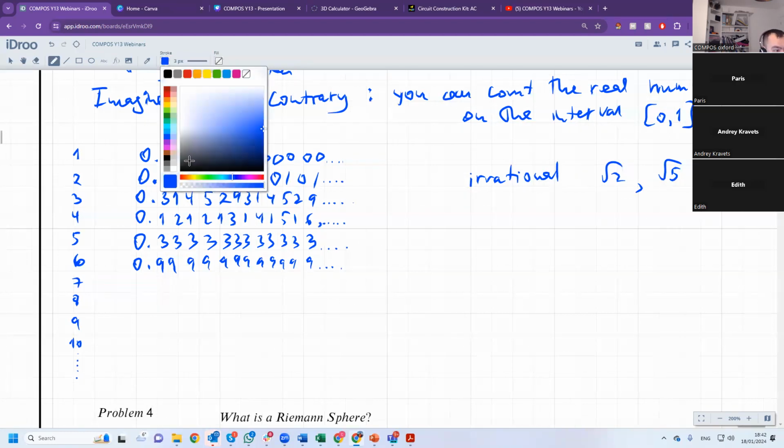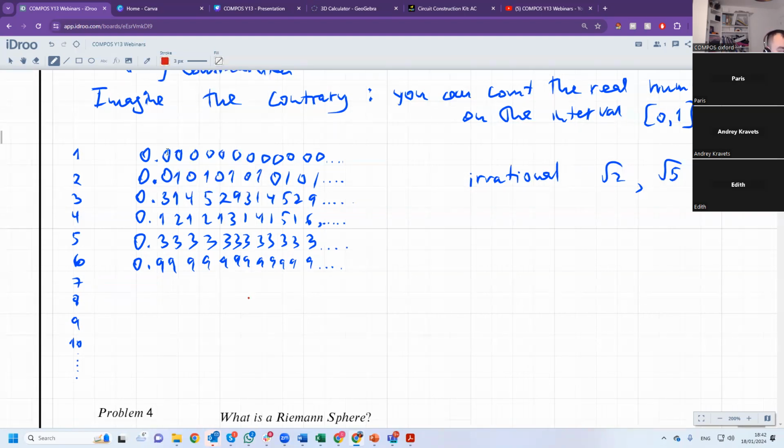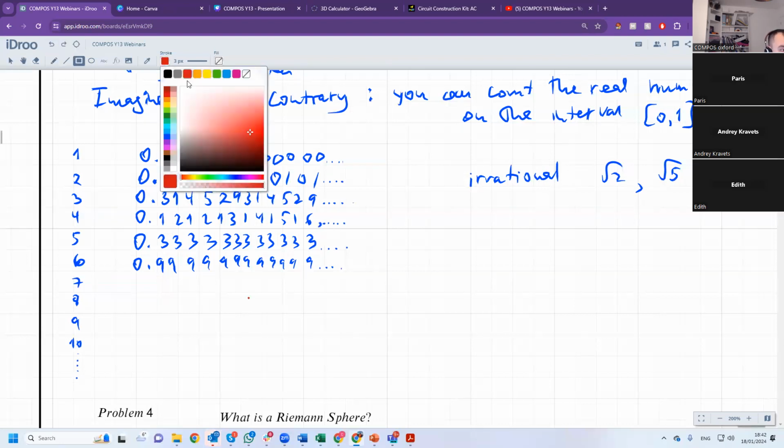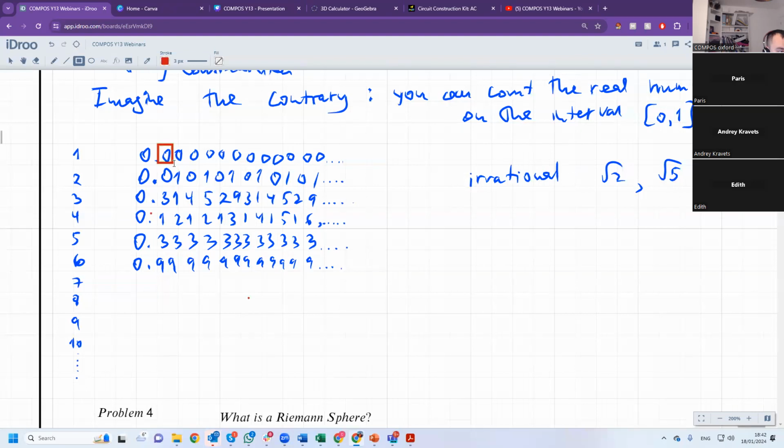Now I take the diagonal. I take the first digit of the first number, the first decimal digit, of course, because who cares about the 0? I take the second digit of the second number, the third digit of the third number.